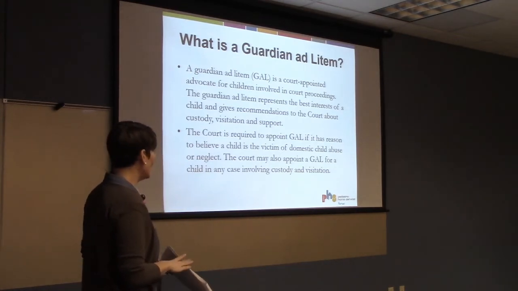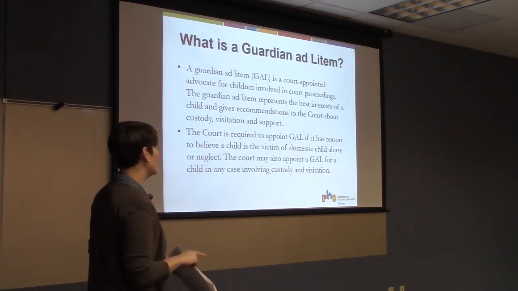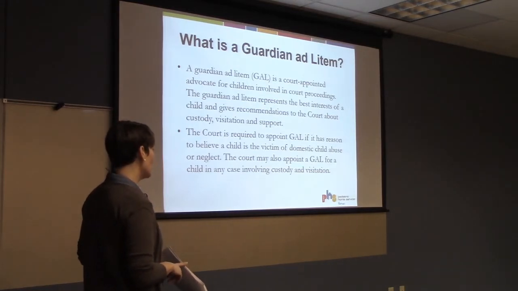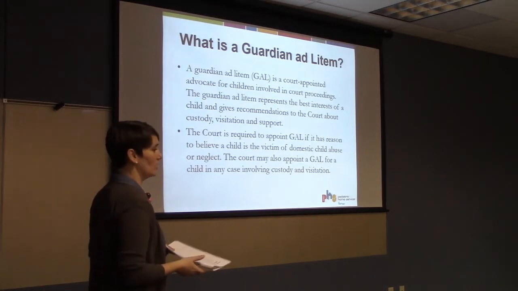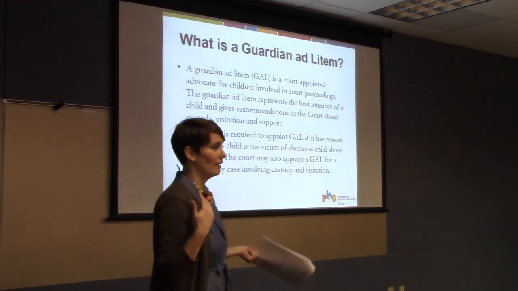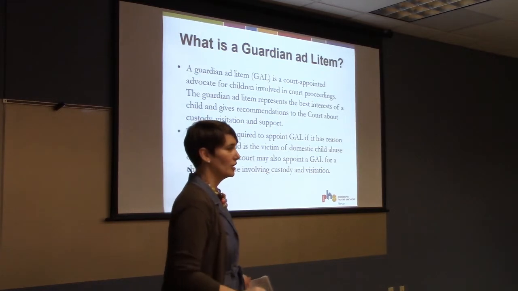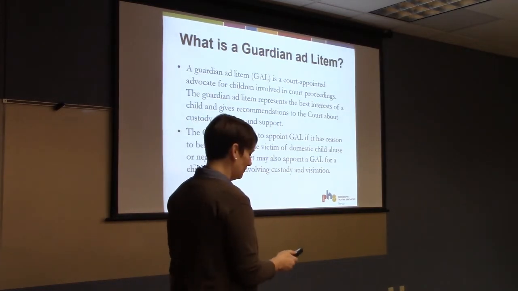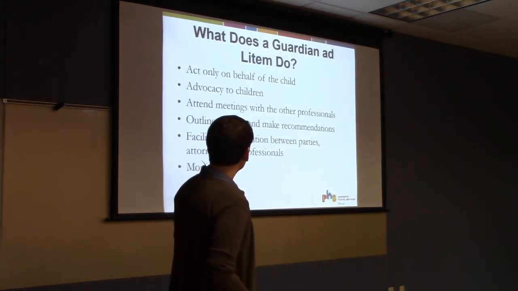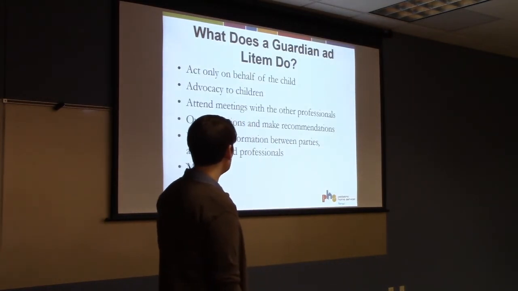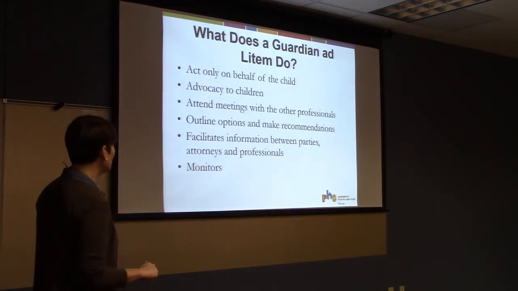The court is required to appoint a guardian ad litem if it has any reason to believe a child is the victim of domestic child abuse or neglect, or any case involving custody and visitation. So depending on how bad a divorce might get, a guardian ad litem might get set up. And they're appointed by the court. What do they do? They act only on behalf of the child. They're an advocate to the child.